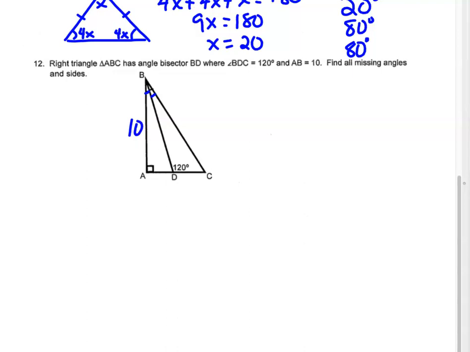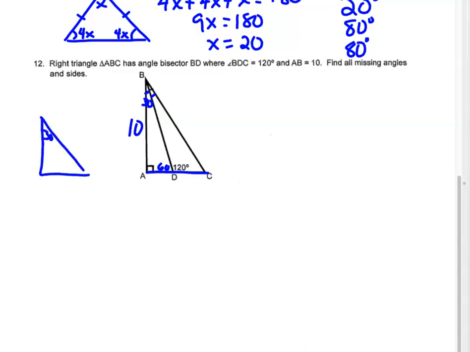So if we look at this 120 degree angle, we know that since we have a straight line here, this angle has to be 60 degrees since they have to add up to 180. And that makes this upper angle here 30 degrees to make that triangle add up to 180. So we're dealing with a 30, 60, 90 triangle.